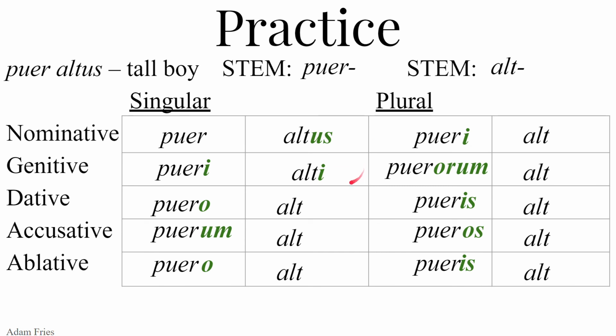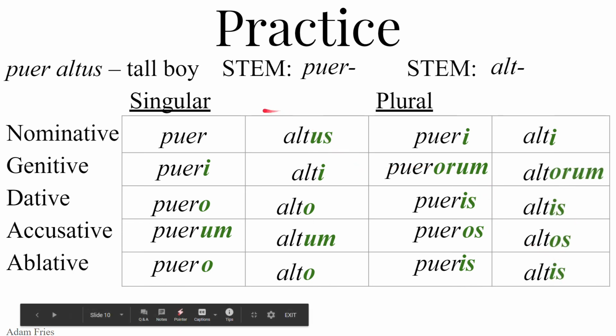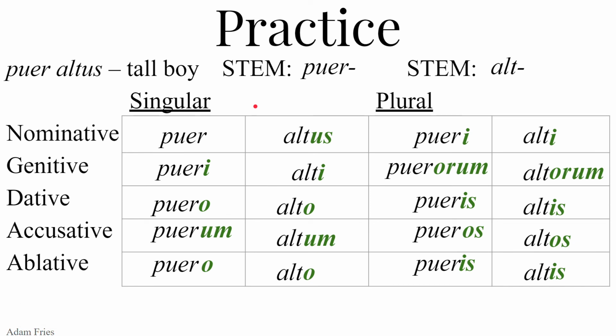Us, i, o, um, o, i, orum, is, os, is. So for a tall boy, we have puer altus, pueri alti, puero alto, puerum altum, puero alto, pueri alti, puerorum altorum, pueris altis, pueros altos, and pueris altis.